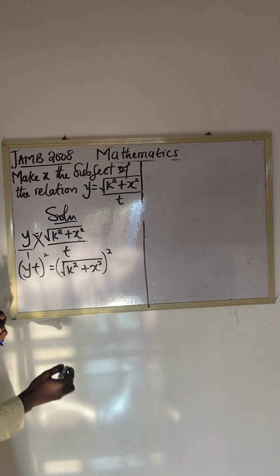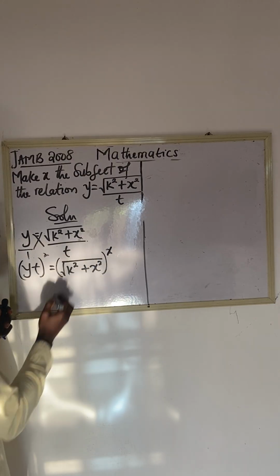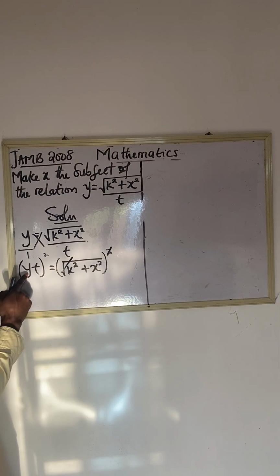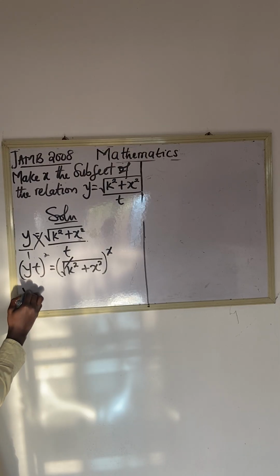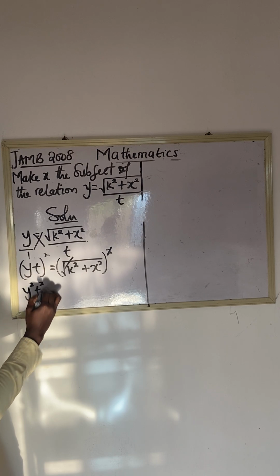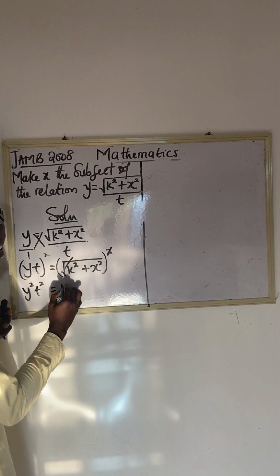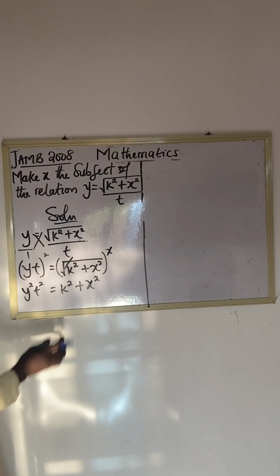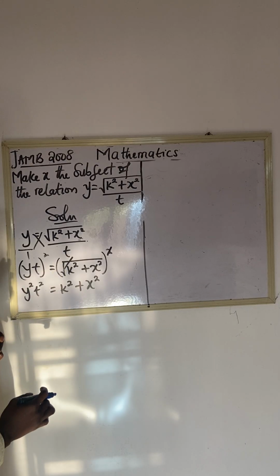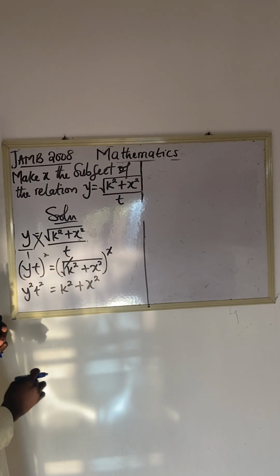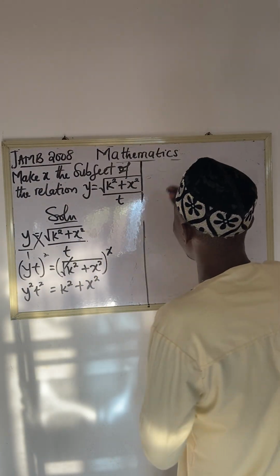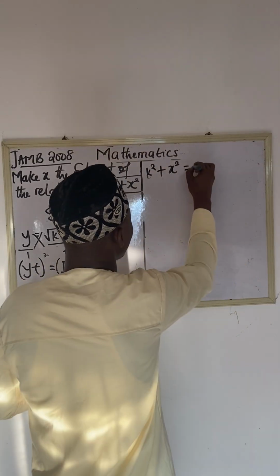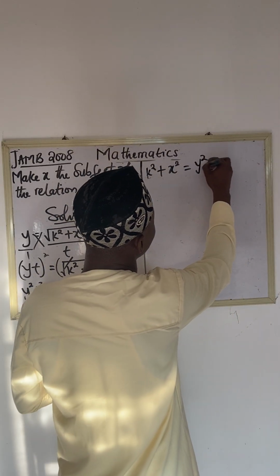So if I square both sides of the equation, the square cancels the square root. So here I have both y and t under the square root. So I have y squared t squared to be equal to k squared plus x squared. So what can we observe again? k squared is the one disturbing my x from standing on its own. So let me bring it this way, I just want to rearrange. I have k squared plus x squared is equal to y squared t squared.